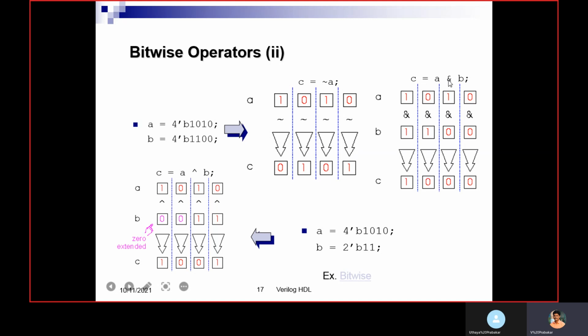Next, C equal to A AND B. A is this value, B is 1100. For each bit position it will perform the AND operation, and the result is stored in C.